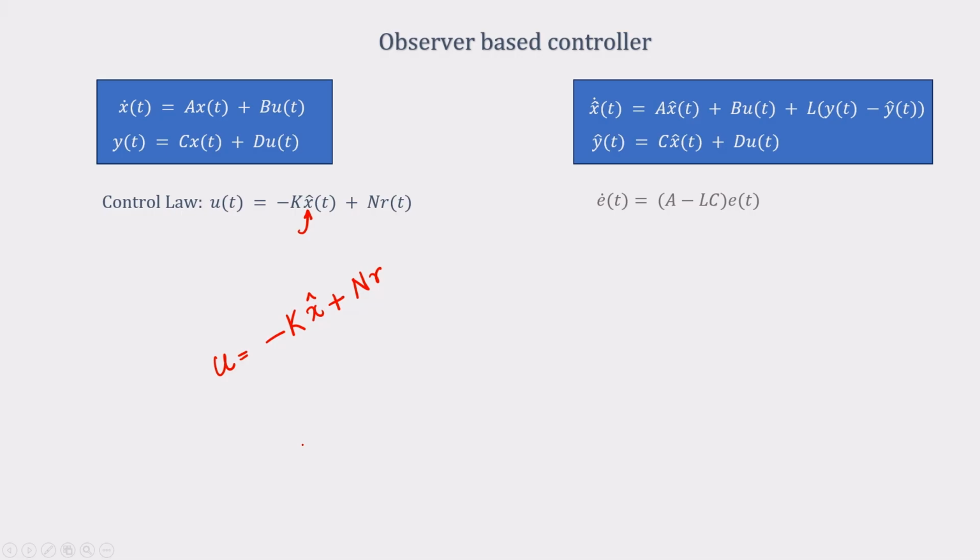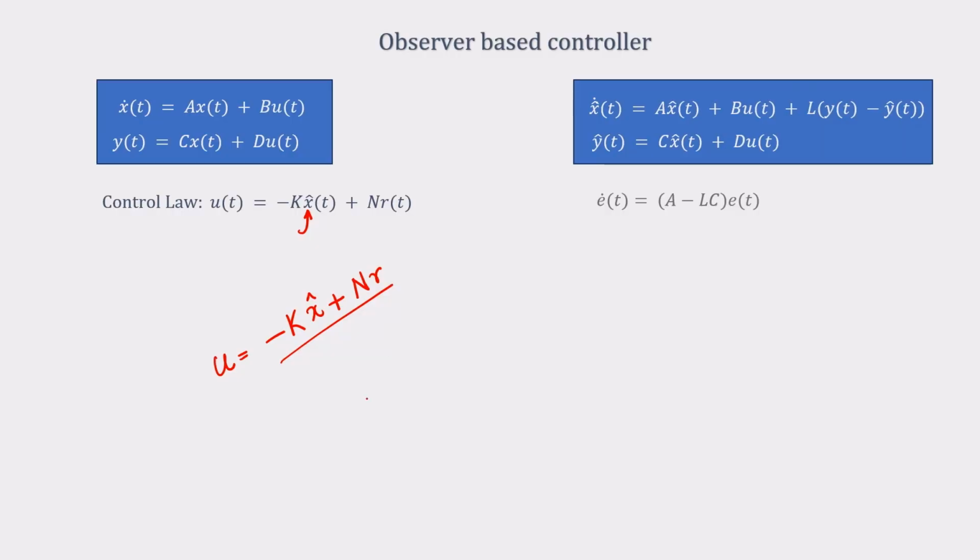Then the question is, will whatever we have been doing work still? I mean, the idea is that if I use this control law, will I be able to place the eigenvalues of the closed loop system wherever we desire? Let us look at that. What happens if we plug this control law into the plant? So, u will get replaced by this expression and then we are left with Ax minus BK x hat plus B N r.